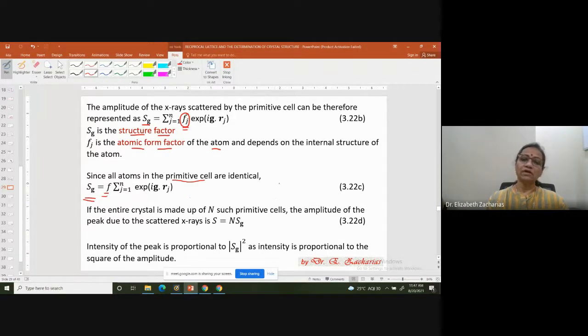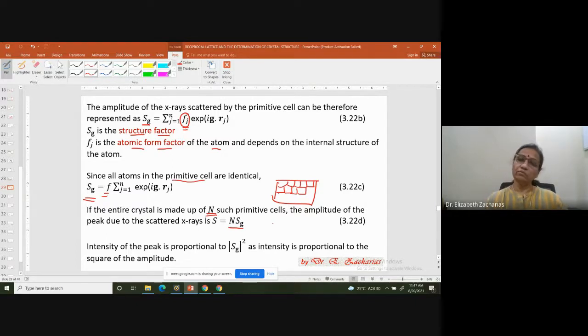Okay. Now, let us consider your crystal itself. Your crystal is going to be made up of capital N such primitive cells. So if I talk about the reflection of the X-ray from the entire crystal, then it is equal to N into the structure factor, where capital N is the number of such primitive cells present in your total crystal.